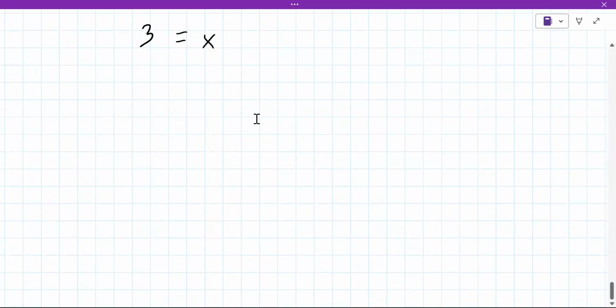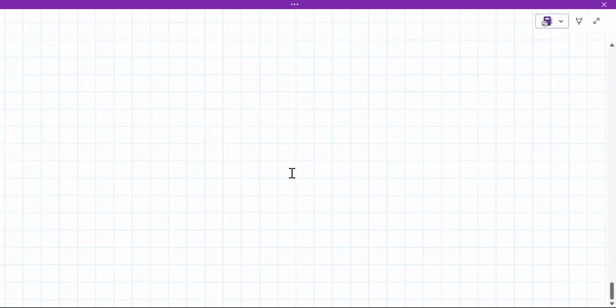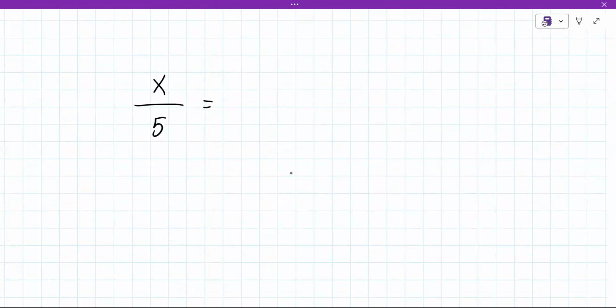Okay, so here's another type of equation. What if there's division? Like what if it's x divided by 5 equals 8? Okay. Do you undo division with multiplication? Yes. So yes, you multiply by 5. So x equals 40.